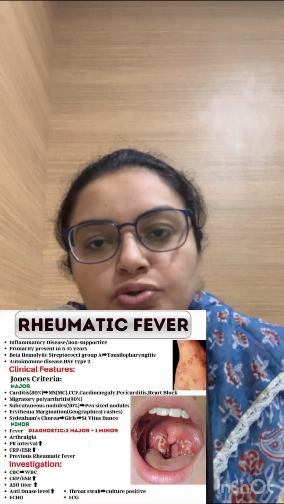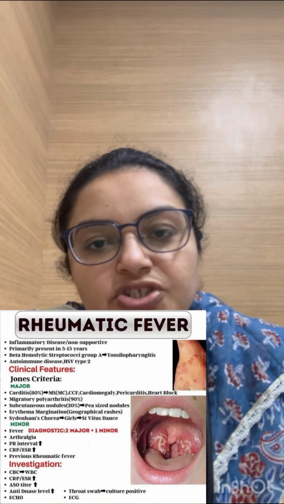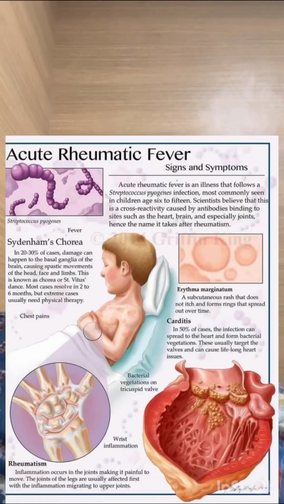First we will discuss the major criteria. First is polyarthritis. Arthritis in acute rheumatic fever is typically a migratory polyarthritis which involves mainly the large joints, that is hip, knee, elbow. Small joints can also be involved. These are painful, tender, inflamed joints which show a very good response to NSAIDs.